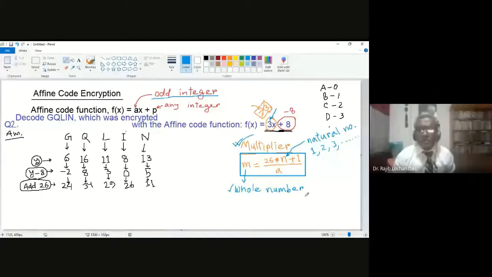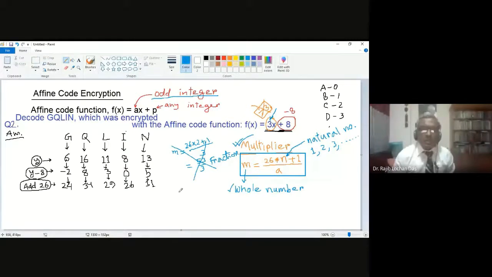Say, for example, you are taking n equal to 2. Just an example. So m will be (26 into 2 plus 1) by 3, because a is 3. That is 52 plus 1, which means 53 by 3. Is 53 by 3 a whole number? No, this is a fraction. If it is a fraction, then we will not take this multiplier. So we say no, it is not taken.